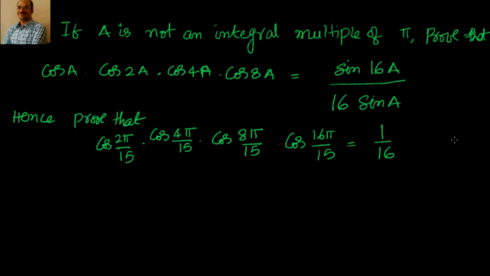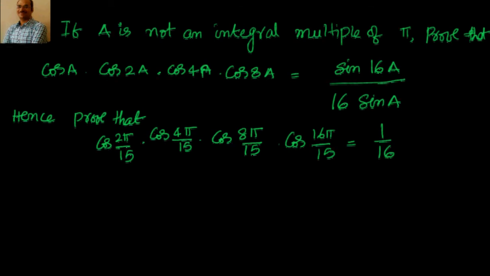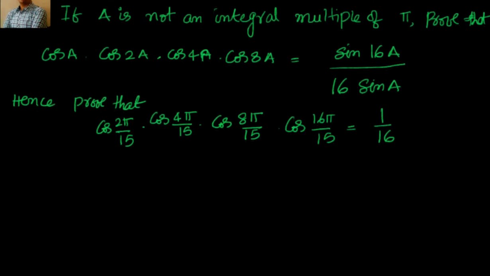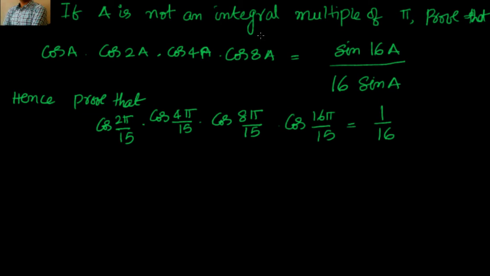Hi, we are solving examples on multiple angles. So I have a couple of problems to solve together. Let's go ahead. If a is not an integral multiple of pi, prove that cos a into cos 2a into cos 4a into cos 8a equal to sin 16a by 16 sin a. Hence by that prove that cos 2 pi by 15, 4 pi by 15, 8 pi by 15, 16 pi by 15 product is equal to 1 by 16.